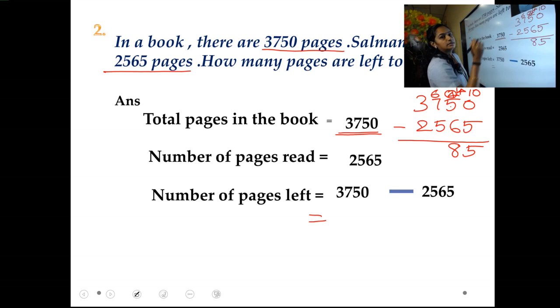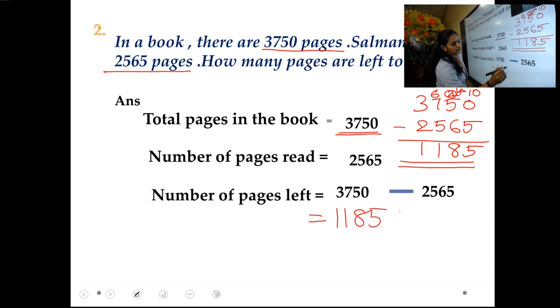And 6 minus 5, which number will you get? 1. Then 3 minus 2, count it. 3 minus 2, which number will you get? 1. Okay. So 1,185 pages.